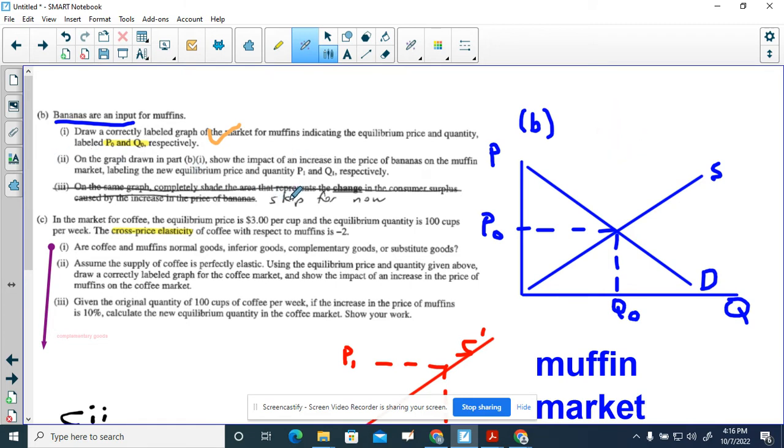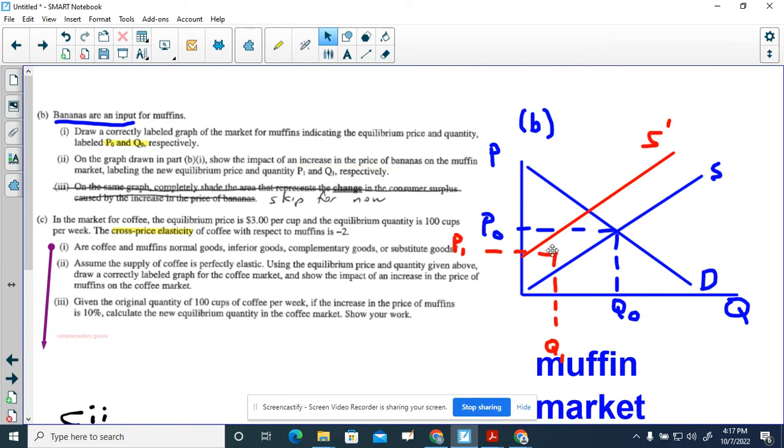B2: on the graph drawn in B1, show the impact of an increase in the price of bananas on the muffin market, labeling the new equilibrium price and quantity P1 and Q1 respectively. Well, since bananas are an input for muffins and there has been an increase in the price of bananas, this is pretty straightforward. We are going to have a decrease in supply, which looks like this, a decrease in supply in the muffin market since the price of an input got more expensive.